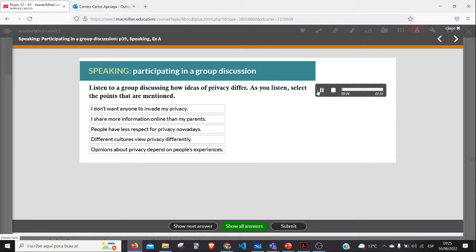Okay, so we've been asked to talk about how ideas of privacy in the information age differ. Why don't we begin by thinking about how we personally feel about privacy? Alina? Good idea, Colette. Privacy is very important to me. I personally don't want anyone to invade my privacy without my permission, either in real life or online.